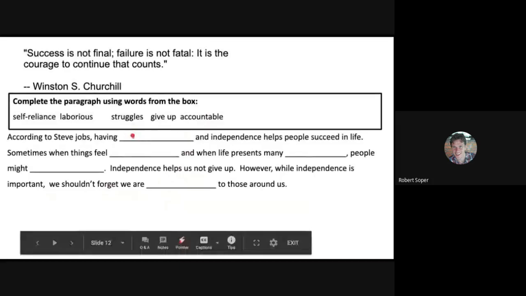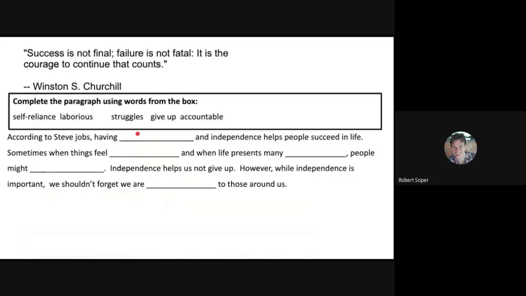Okay, so hopefully you realized the word here was the noun self-reliance, again following the parallel structure. And the clue here was that it went with independence, and of course we know independence and self-reliance are synonyms, so this would be the perfect word to go here.